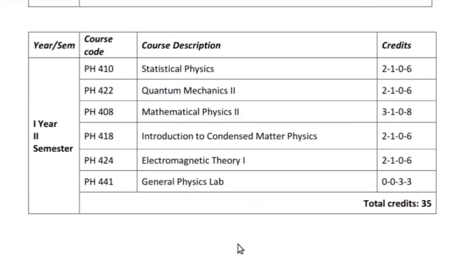So this is the second semester. Again, all are core courses, no electives. This is statistical physics and thermodynamics. Quantum 2. MMP 2 had basically differential equations. Then you have introduction to condensed matter physics, and EMT is again divided into 1 and 2, which is basically the complete electromagnetic theory. And these are the amount of credits corresponding to these courses.